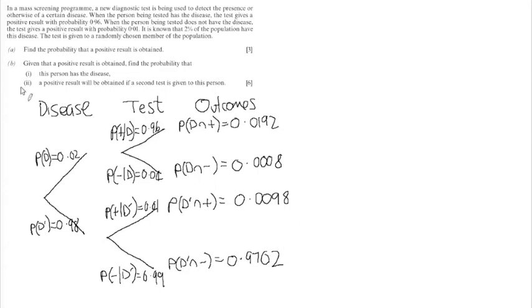Okay then, let's have a look at actually answering the questions now. Part A says, find the probability that we get a positive result. Here is one of our positive results where you have the disease and you test positive, and here is another positive result where you don't have the disease and you test positive. These are mutually exclusive events, which means we are going to add them together. So 0.0192 plus 0.0098 gives us an answer of 0.029.